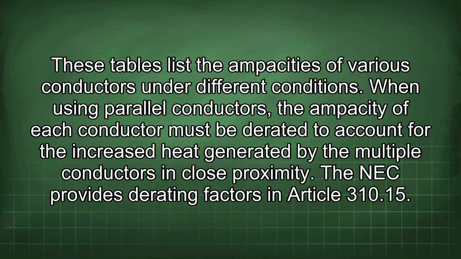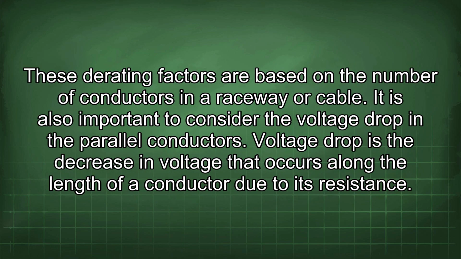When using parallel conductors, the ampacity of each conductor must be derated to account for the increased heat generated by the multiple conductors in close proximity. The NEC provides derating factors in Article 310.15. These derating factors are based on the number of conductors in a raceway or cable.